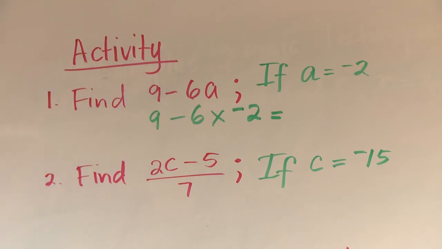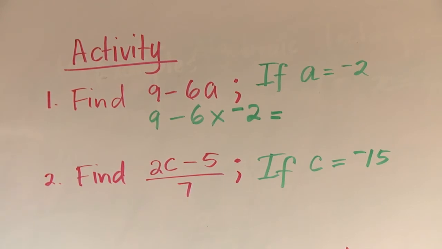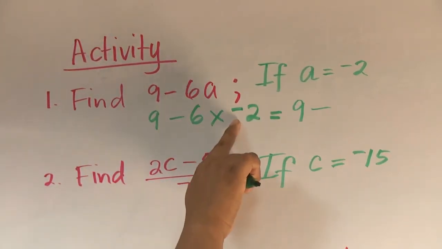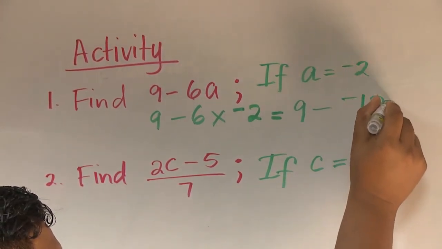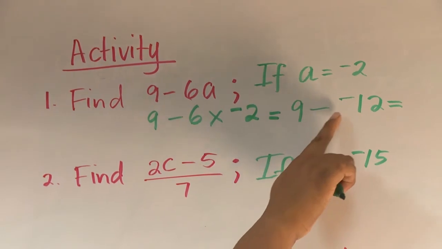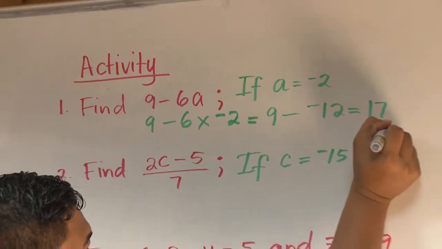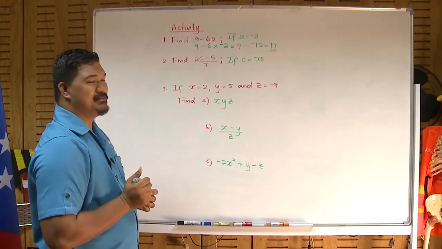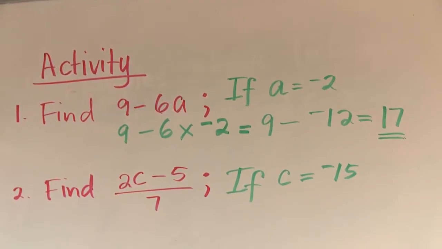Now we need to evaluate to find our answer. So we need to do our multiplication first and then our minus last. So we have 9 here and then minus 6 times negative 2. The answer will be negative 12. Then 9 minus negative 12, the answer will be positive 17. So our first one, the value of 9 minus 6a, when a is equal to negative 2, is 17.